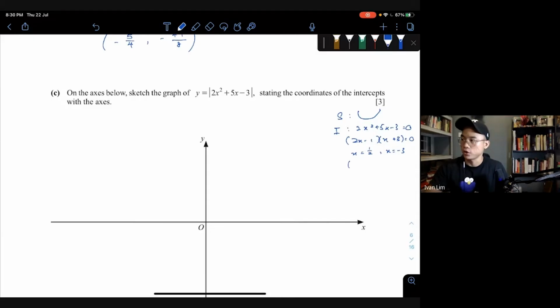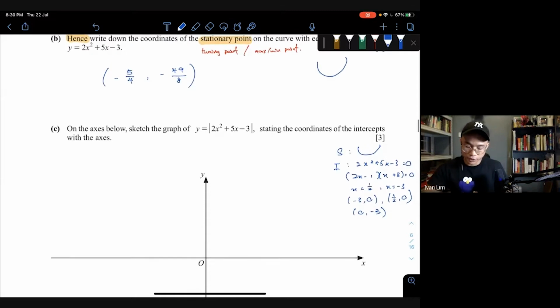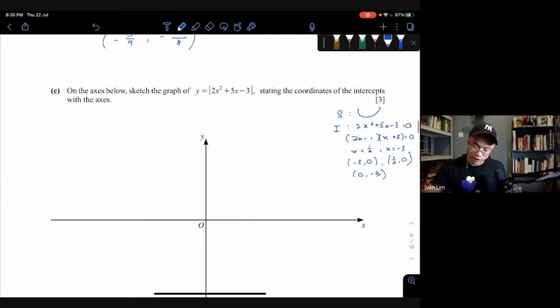I can just straight away read it from the equation above. So negative 3, 0, and half, 0. Then the y-intercept will be 0, negative 3. Make sure you have all of these coordinates first. So S, I, then M: your minimum point from just now, which is your turning point, you got negative 5 over 4, negative 49 over 8.